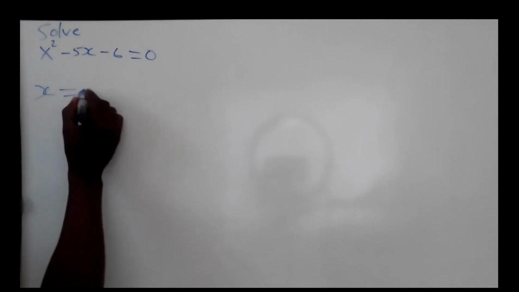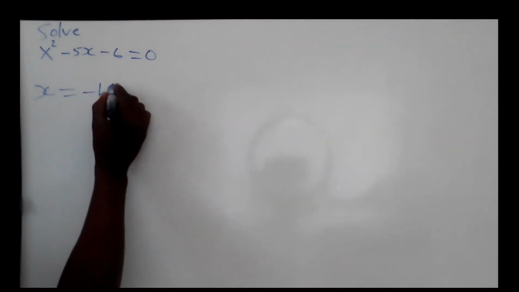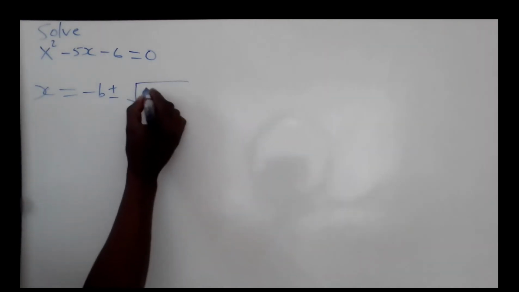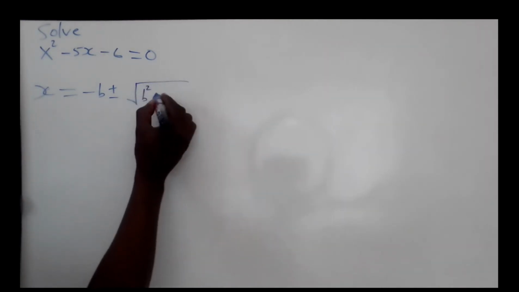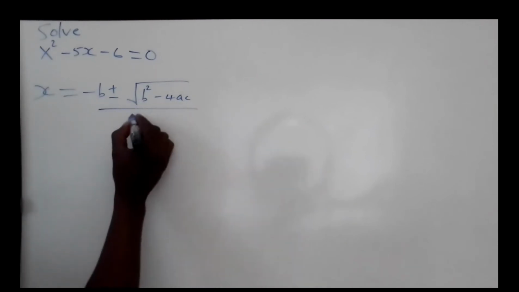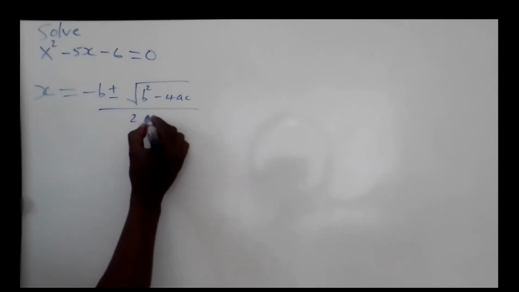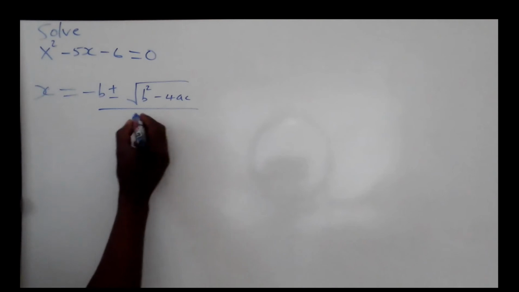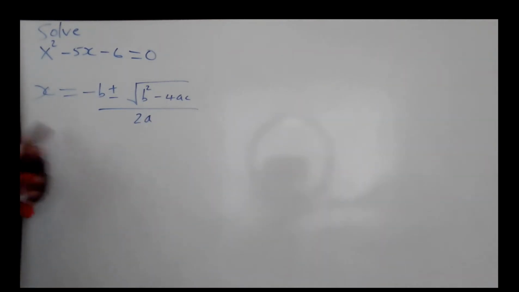x equal minus b plus minus square root b squared minus 4ac all over 2a. See that? All over 2a. So this is the formula. Once you know the formula, you can solve this problem.